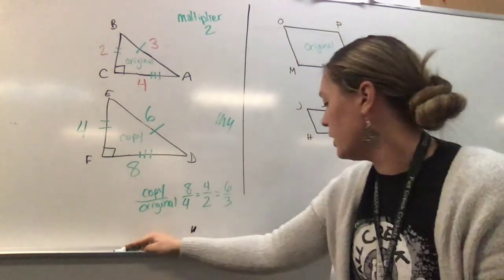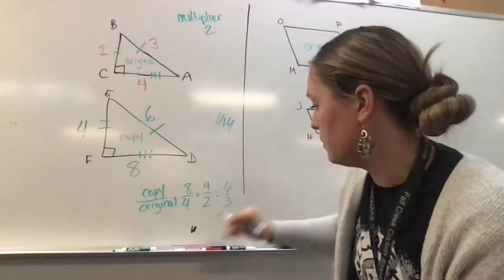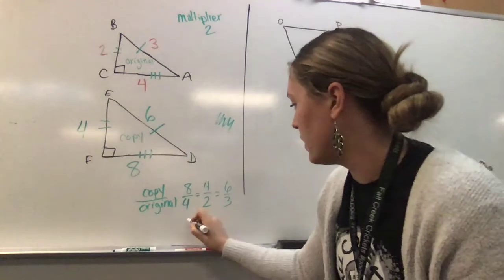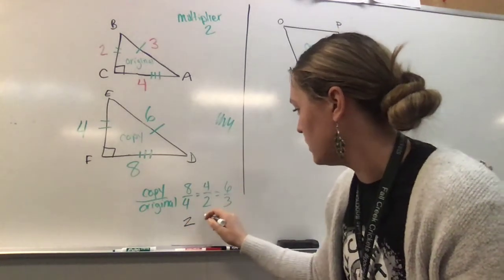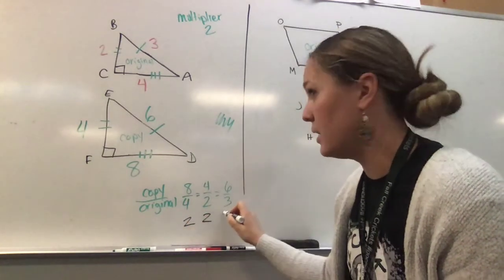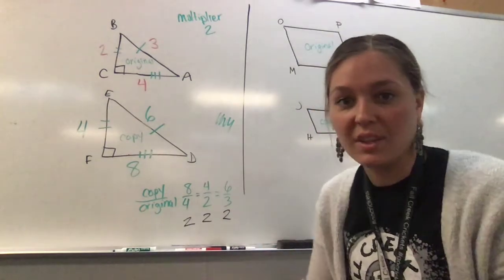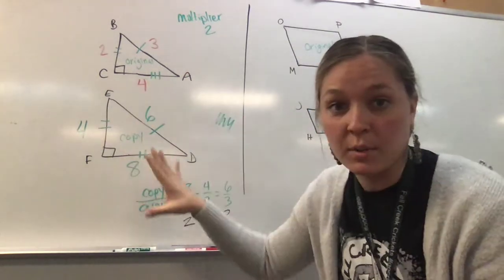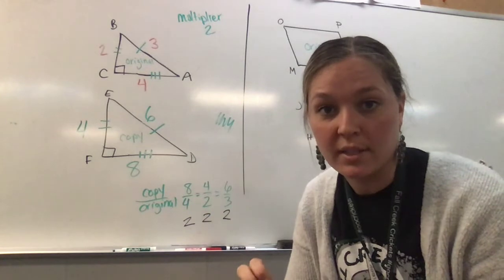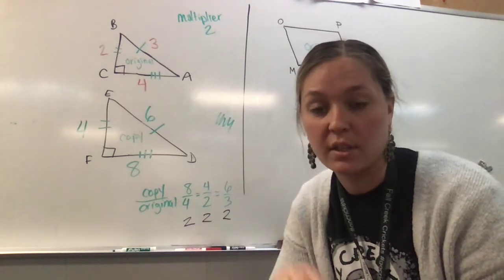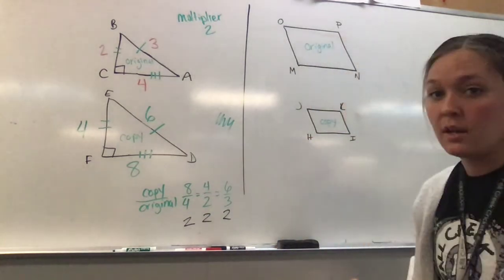Now, to be sure, we could reduce them all. So 8 divided by 4 is 2, 4 divided by 2 is 2, and 6 divided by 3 is also 2. So in this case, these shapes are similar because every set of corresponding sides has the same multiplier, which in this case is 2. So let's look at another example.